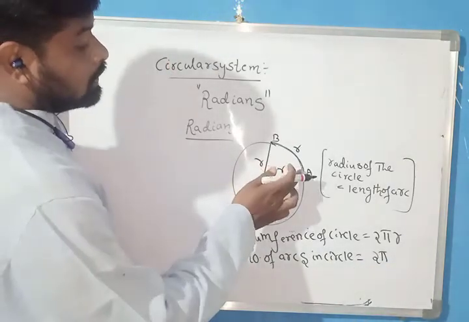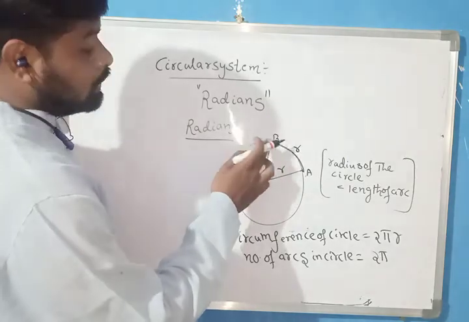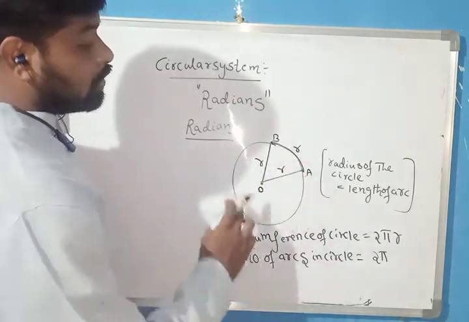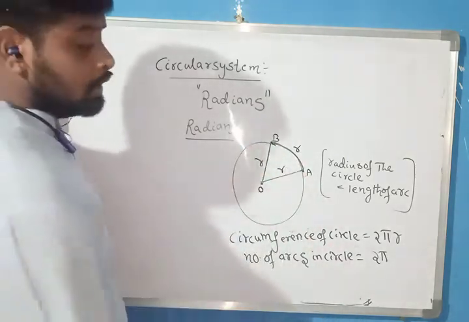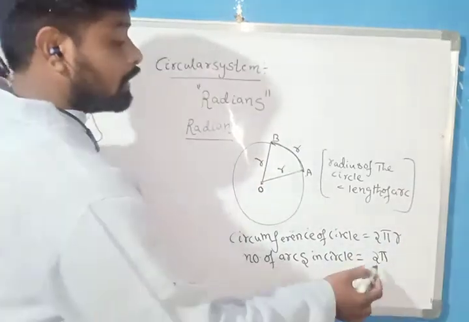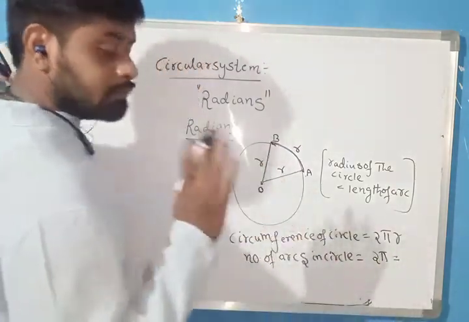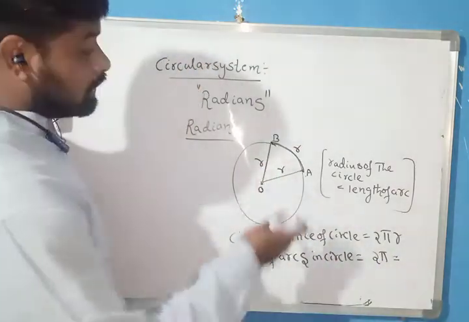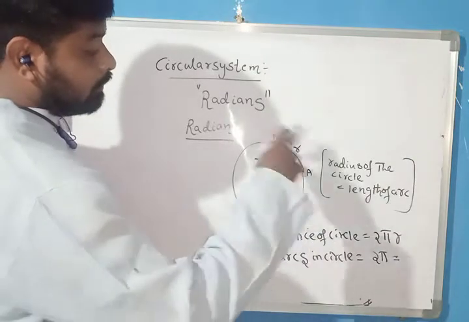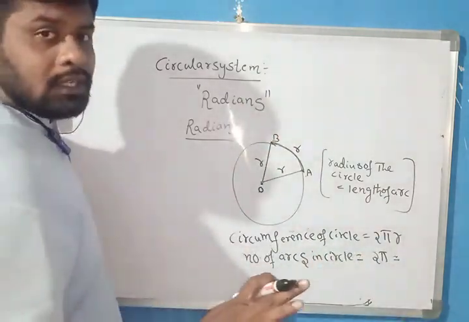Here one length of the arc means r, so how many r's are there? It is 2 pi times r only. Number of arcs is also 2 pi. Is it correct or not? I have to check. The number of arcs of the circle is 2 pi only, because I am asking for the complete circle; it is compulsorily 2 pi.